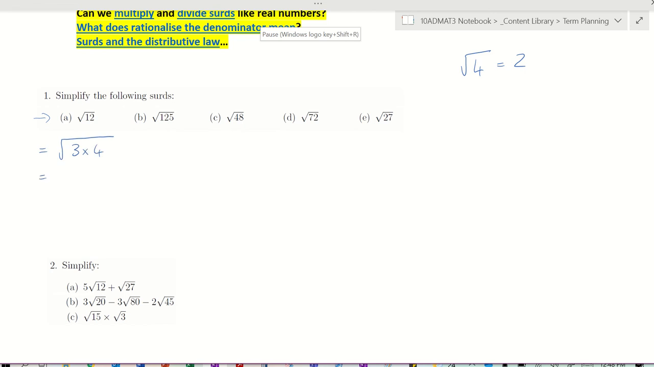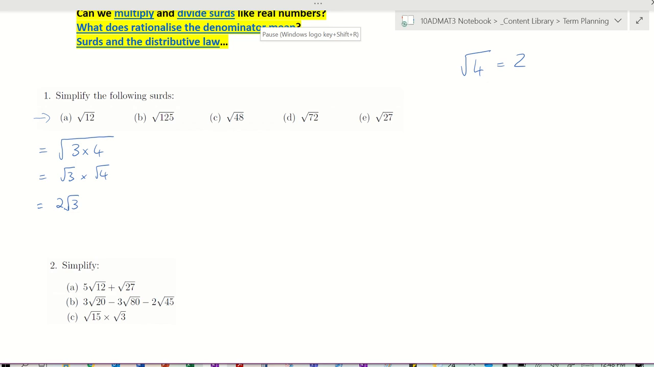Now we can separate this out into 2 parts, so it's the same as square root 3 times the square root of 4. And we know the answer to the square root of 4, that's 2, so we can write our answer as 2 root 3. Now, if you wanted to check that this is right, you can put 2 root 3 in your calculator, get a decimal, put root 12 in a calculator, get a decimal, and they should be the same answer.